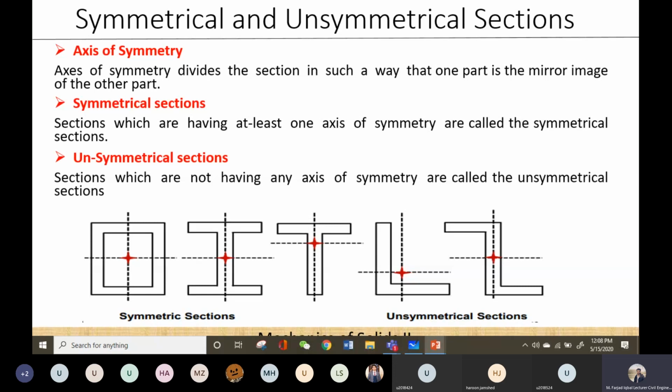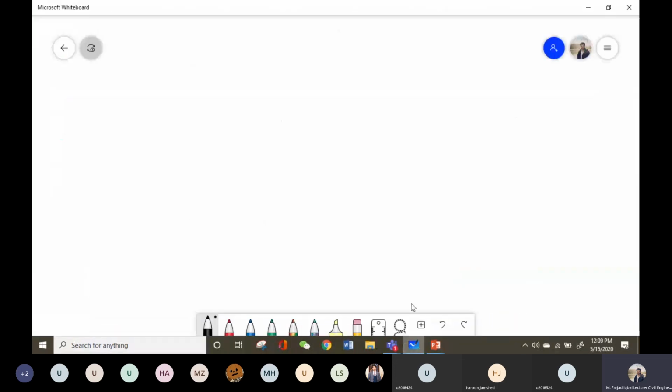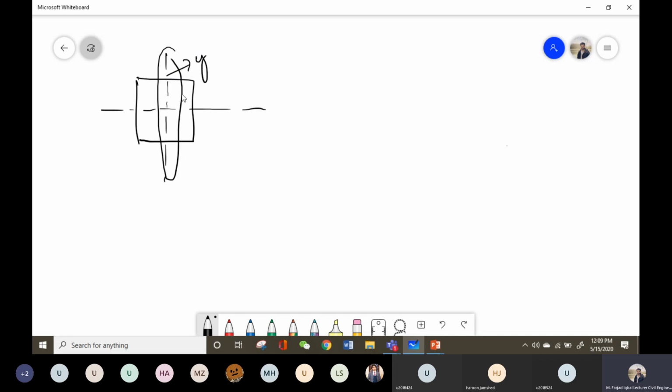So the first thing is, what is an axis of symmetry? Let's move on to the whiteboard. If, for example, I have a rectangular section, and this is the centroidal axis passing through the centroid of the rectangle, let's say this is the y-axis. Around this y-axis, I have this shape, which I will show in red. This shape is basically the mirror image of the rectangle on the left side. So what is an axis of symmetry? An axis of symmetry is the one around which a body or a section has a mirror image on the other side.